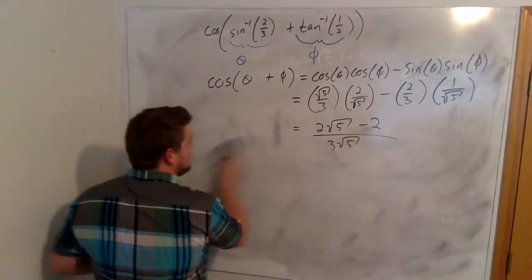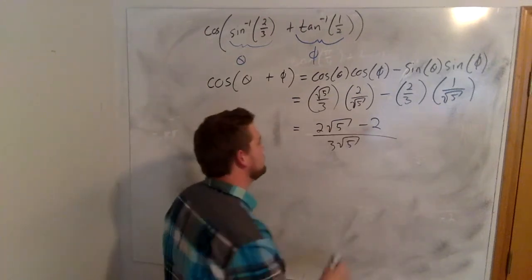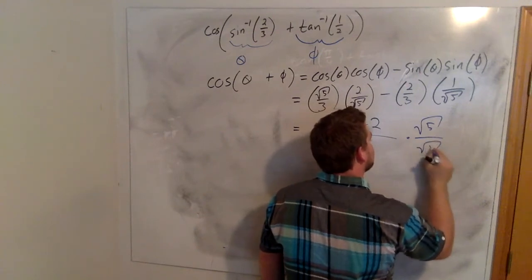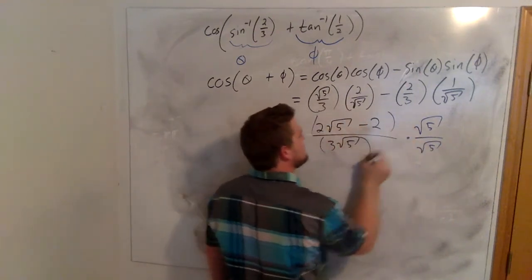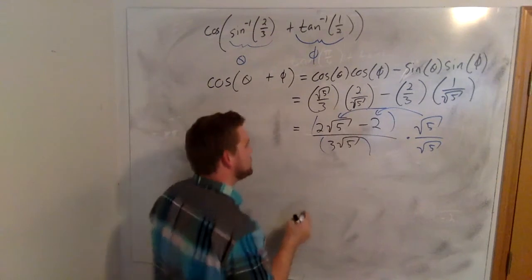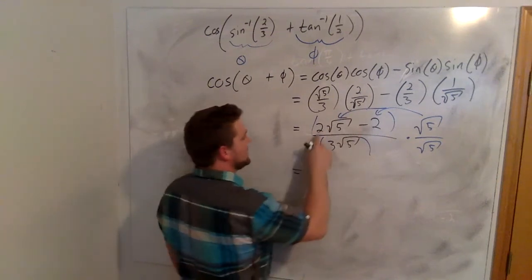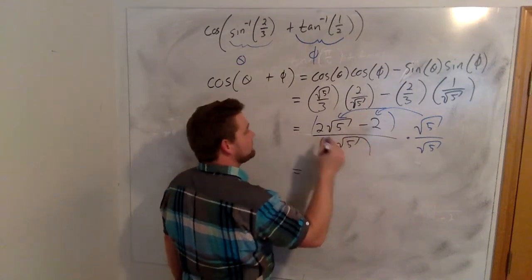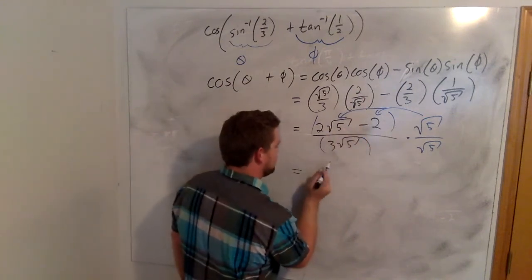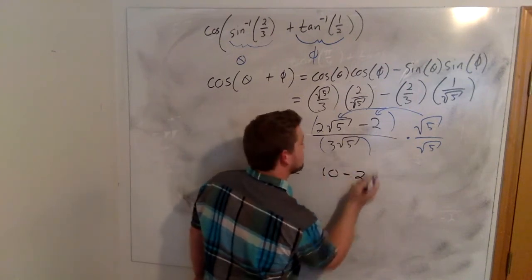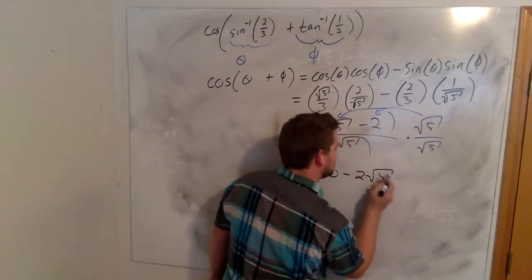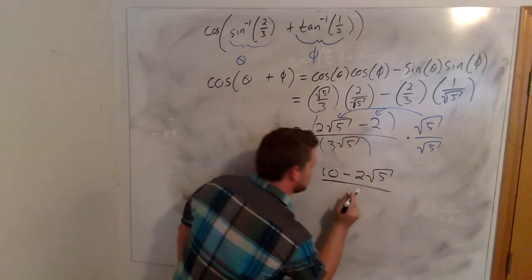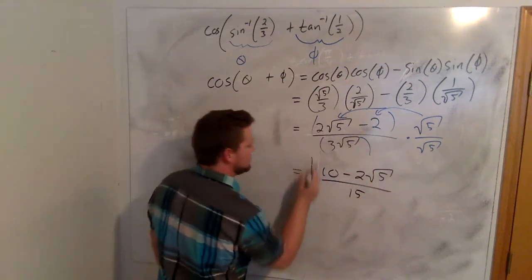But oftentimes the book likes you to not have square roots in the denominator, so let's multiply top and bottom by the square root of 5. Some parentheses here. Okay, this root 5 will distribute in. What are we going to get? Well, we're going to get 2 times root 5 squared. Root 5 squared is 5, so 2 times 5 gives us 10. So we'll get 10 minus 2 root 5 all over 3 times root 5 squared, so 3 times 5 is 15. So this here is the answer.